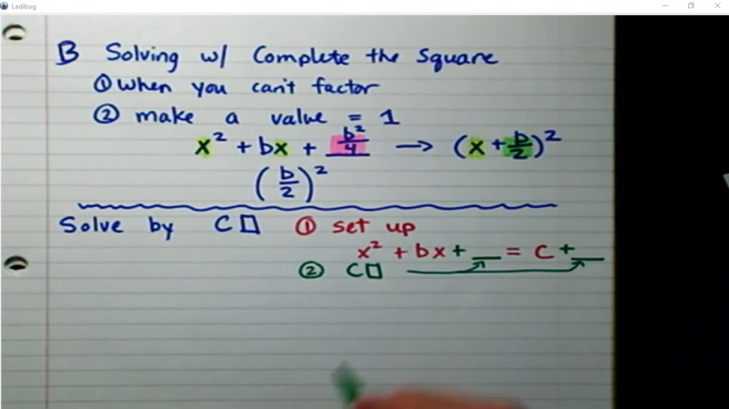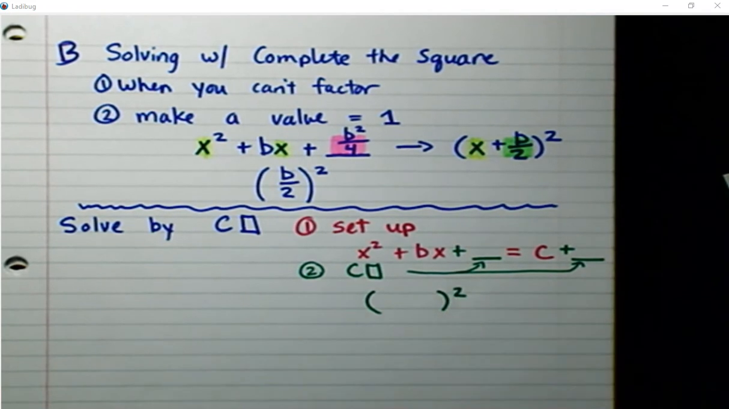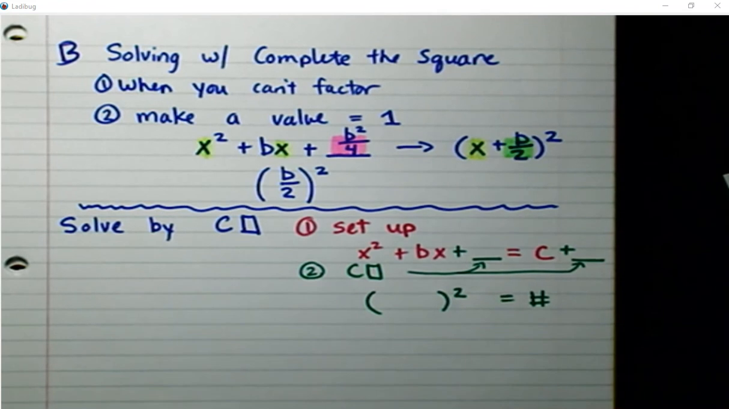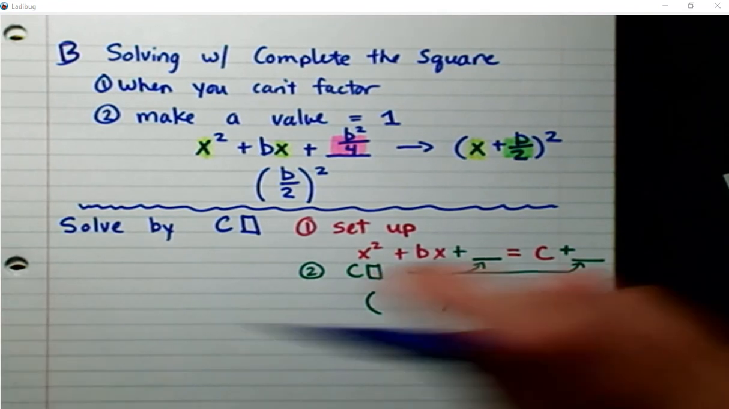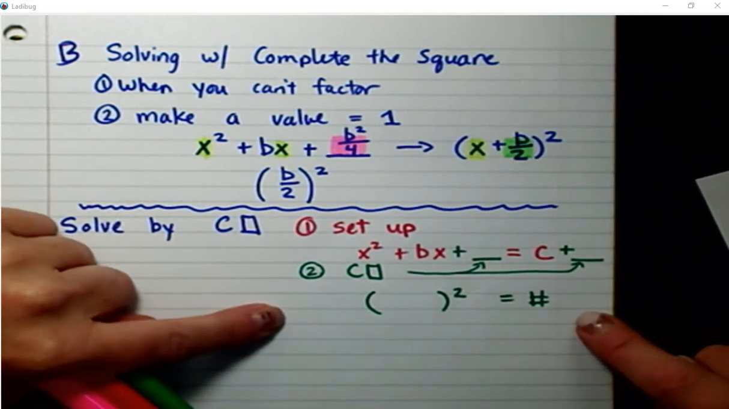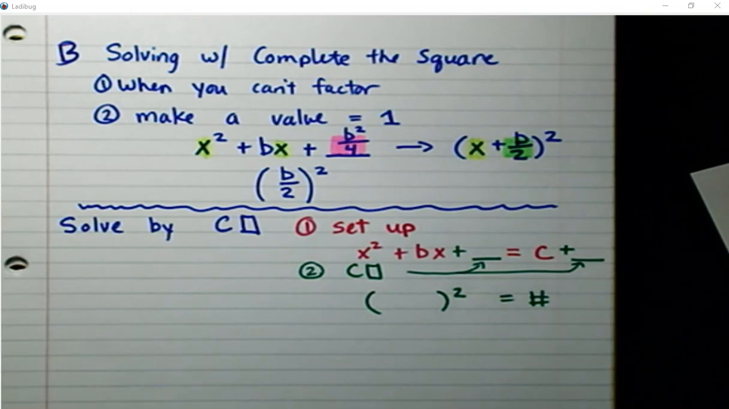Okay? And factor equals some number. That's not the important part. Okay? Set it up. Complete the square. Guess what? Now you isolate. Right? Now you isolate. Go back to what we've already learned.